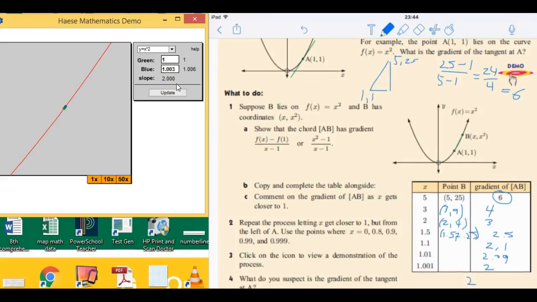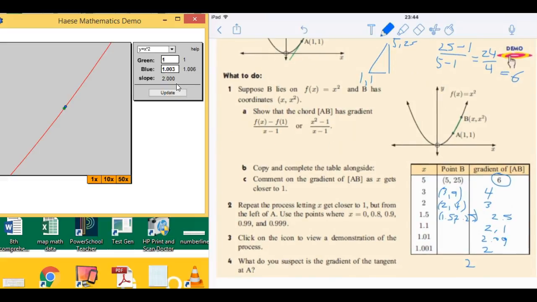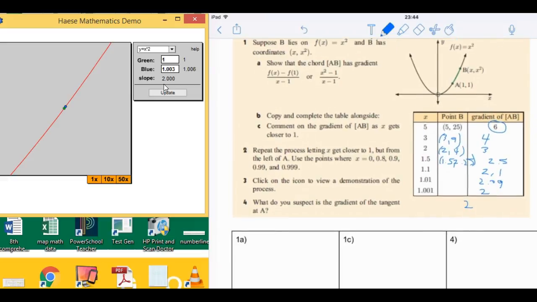So, as we go down the table, as we get our blue point closer and closer to our green point, we're converging to a slope which is going to be the derivative at that point. It's going to be the gradient of the tangent at that point. It's converging to a number which is 2. So even though if you took the slope by drawing a little triangle, you get 0 divided by 0, you can see with the manipulative that as you get closer and closer, you don't get an undefined number. You actually get a number, 2.